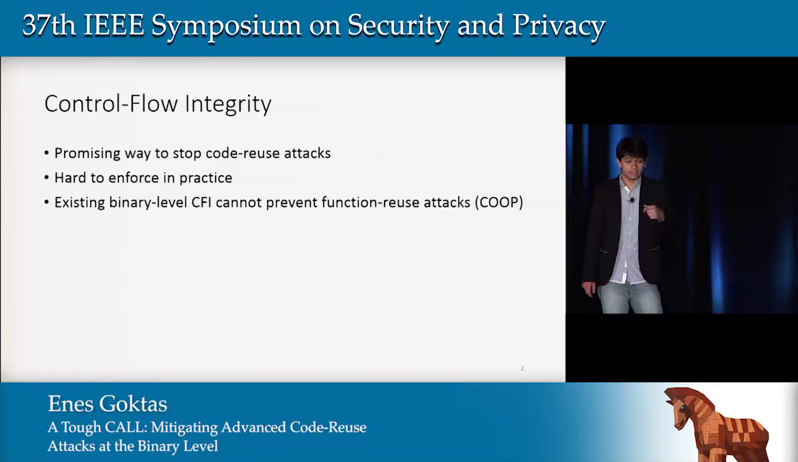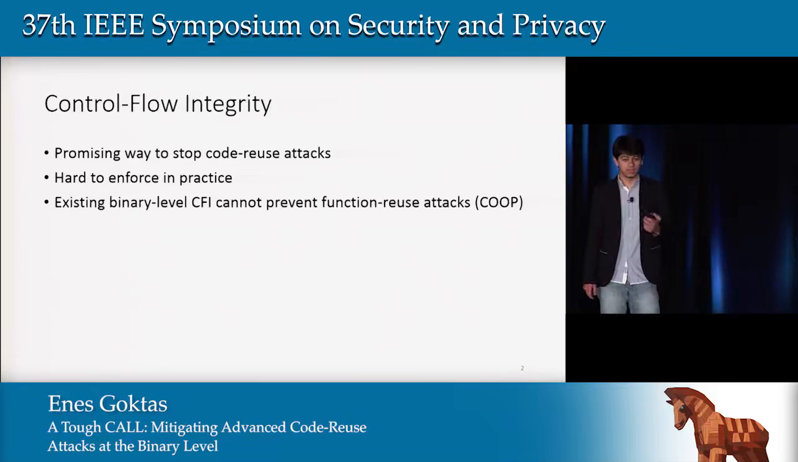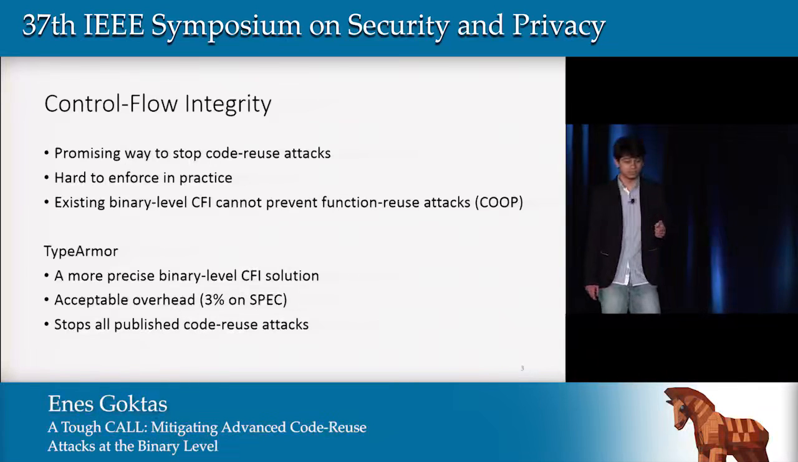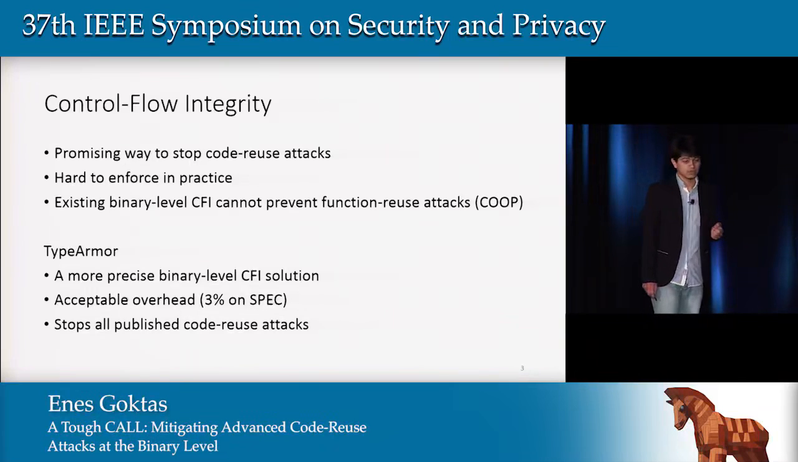Existing binary level CFI solutions are not able to prevent function reuse attacks, the more advanced code reuse attacks. One of these attack techniques is called COOP. So we developed TypeArmor, which is a binary level CFI solution, but a more precise one than the current state-of-the-art binary level solutions. It stops all published code reuse attacks with an acceptable and comparable overhead of about 3% on SPEC.